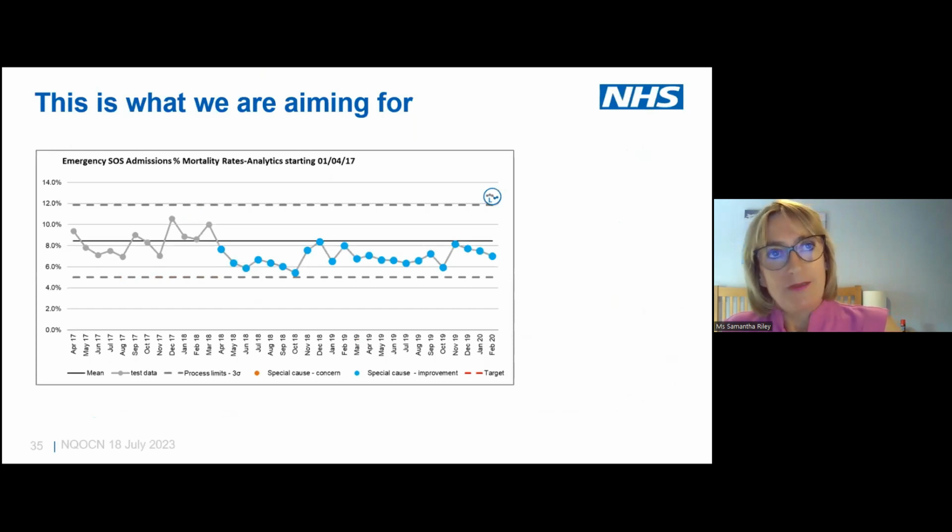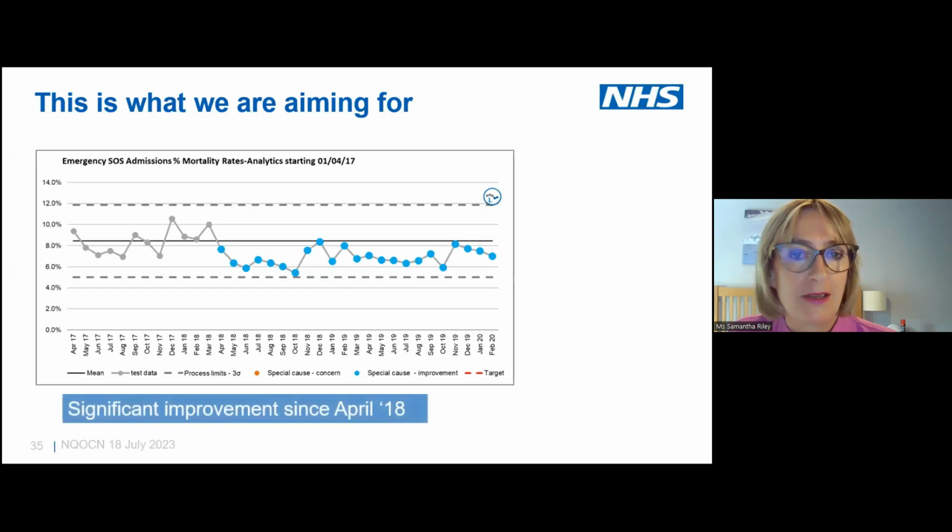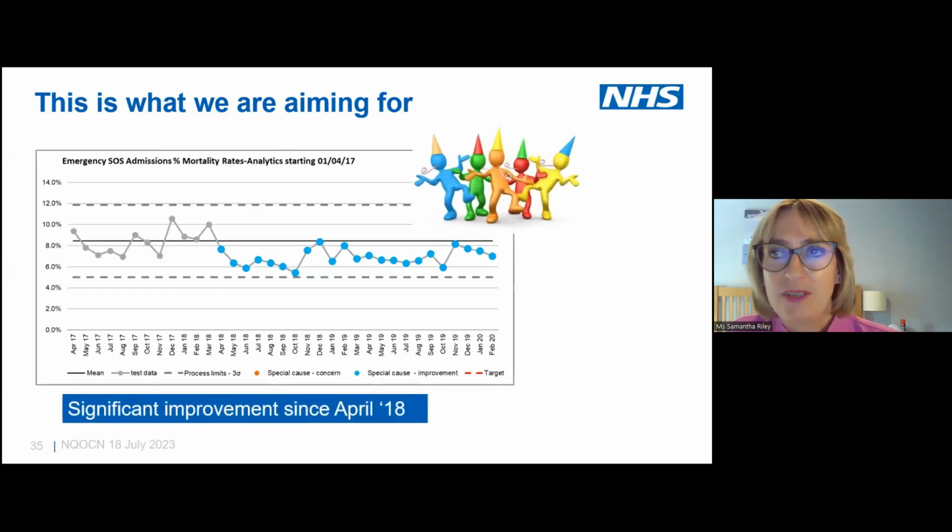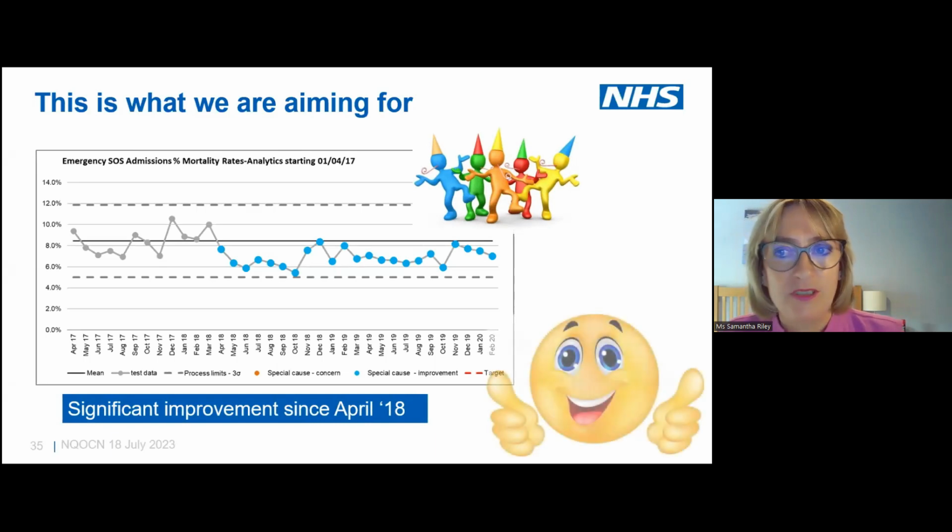So here's just the last few examples, real examples from trusts in England. This is looking at the percentage mortality rate for suspicion of sepsis admissions. Look at those blue dots that have extended over a long period of time. Very significant improvement. In fact, that was a 1% reduction in mortality rates. So that was a brilliant example of improvements.